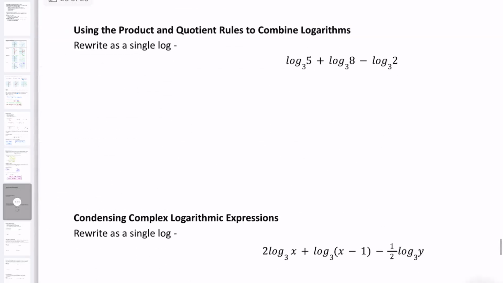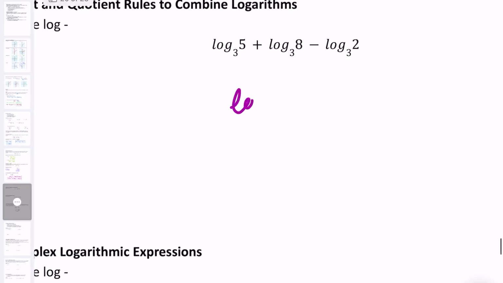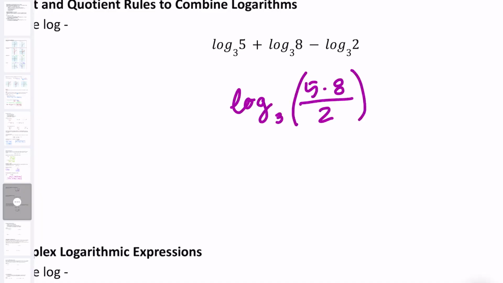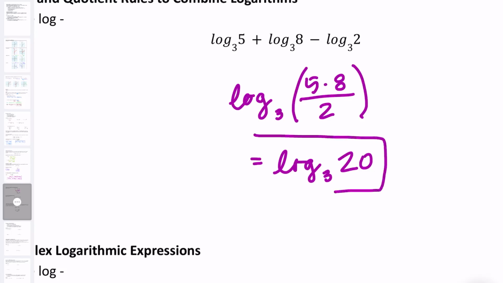Okay, we can also use these rules to combine logarithms. So in this situation, we would have log base 3 of 5 times 8 all divided by 2, which is going to be log base 3 of 20. I would stop there. That would be fully simplified unless you wanted to get a decimal approximation.